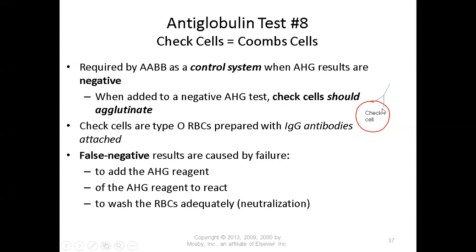It's a reagent that we add to any antiglobulin test that is negative. And when we add the check cells to a negative antiglobulin test, we're going to centrifuge again for 15 seconds and we're going to read those tubes. We should see agglutination, and basically it's ensuring that AHG was added. First of all, the AHG is reacting and that it wasn't neutralized.